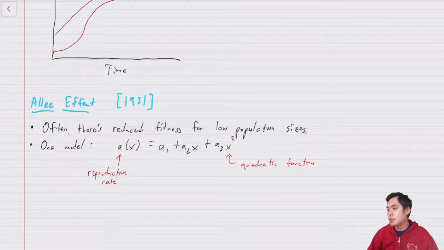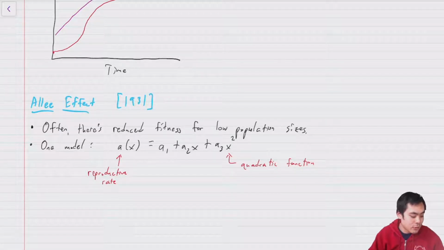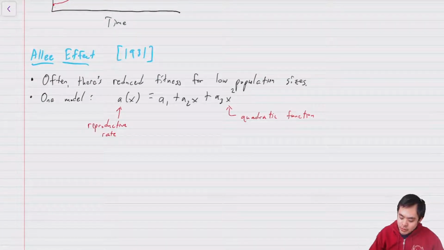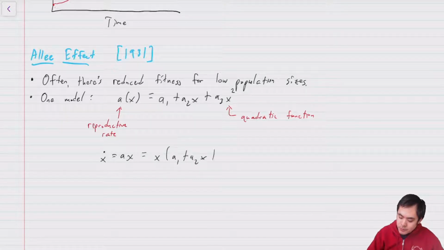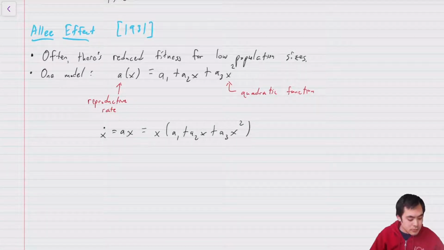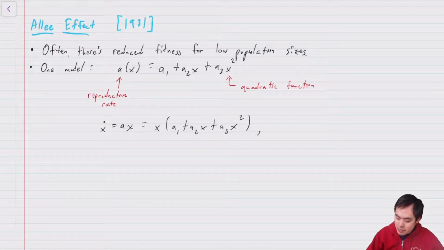And so as your populations get bigger, the actual size of your population does have an effect, and that effect is magnified when you're bigger, or the a3 term is magnified when you're bigger. So then what do we get? Then we have x dot is equal to ax per usual, but here a is equal to this quadratic function. So that's x times a1 plus a2x plus a3x squared. Okay, and we often set the parameters where, let's say, a1 is less than 0, a2 is greater than 0, and a3 is less than 0.